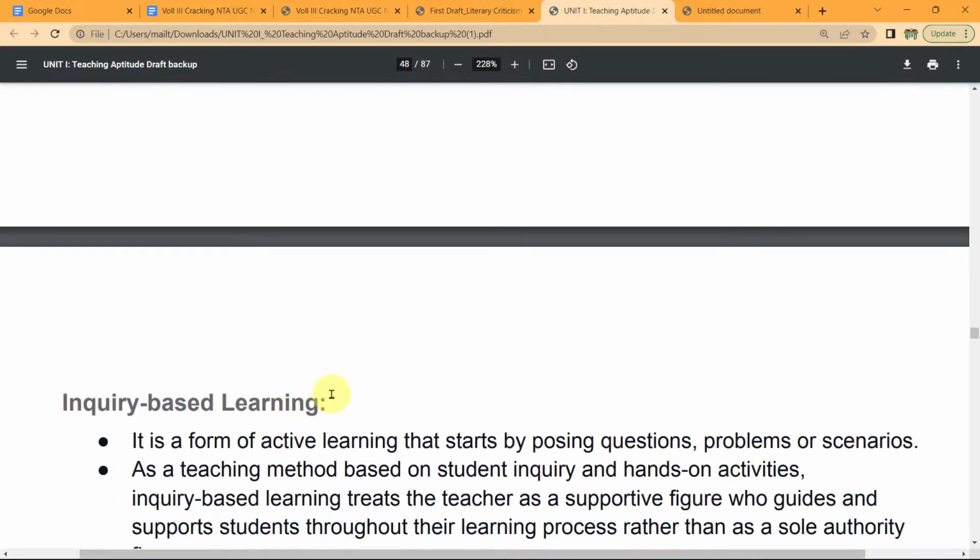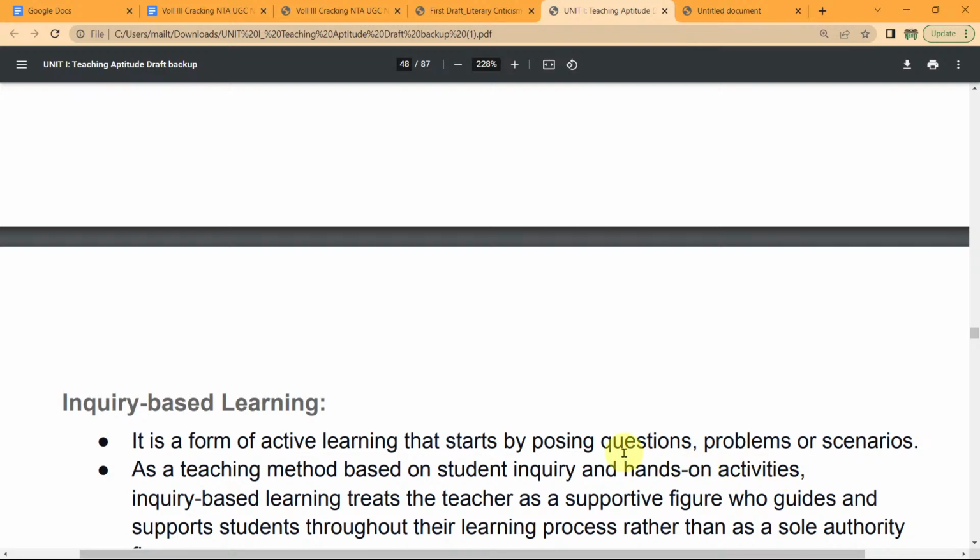Again, inquiry based is whenever you ask questions in the classroom, in that way you understand the concept or the problem. So whenever it is inquiry based, what happens? The teacher asks the student a question, or a student asks a question of the teacher, and the teacher answers.